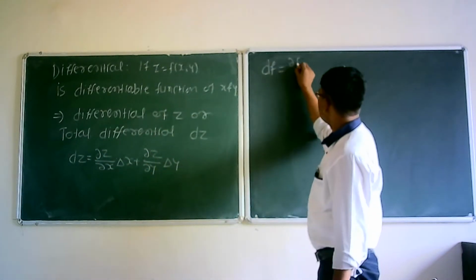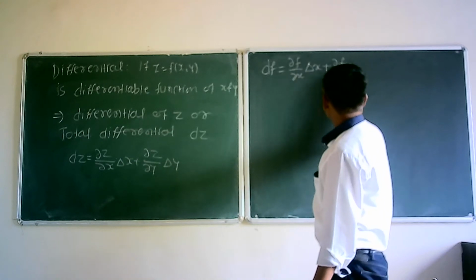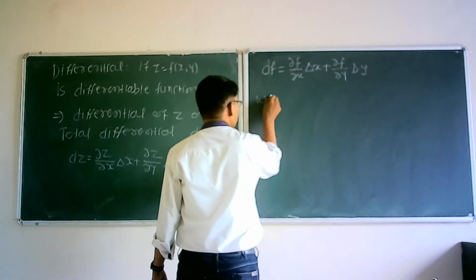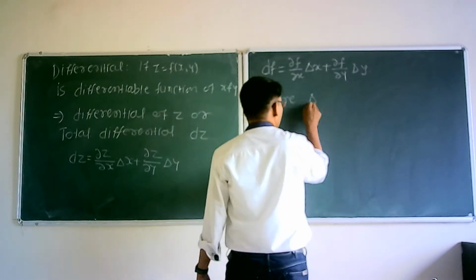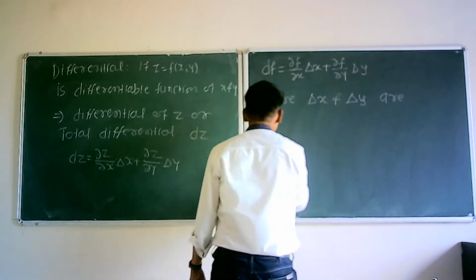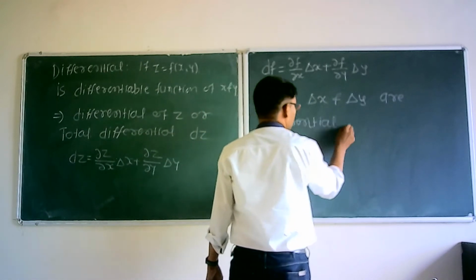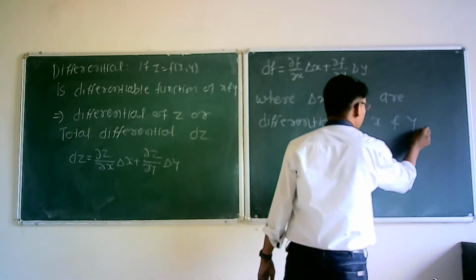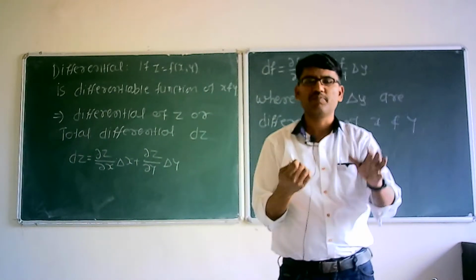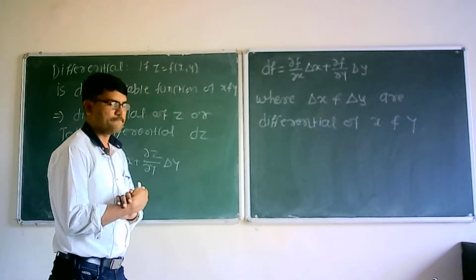df is equal to ∂f/∂x delta x plus ∂f/∂y delta y, where delta x and delta y are differentials of x and y. So this is the formula. You can use this formula to obtain an approximate value of a given complicated number. But what is the working rule?